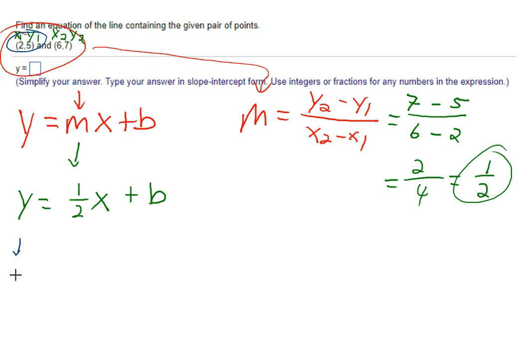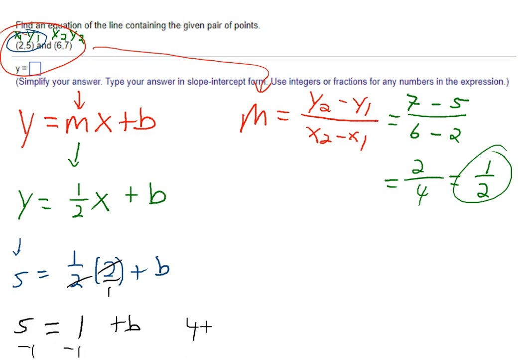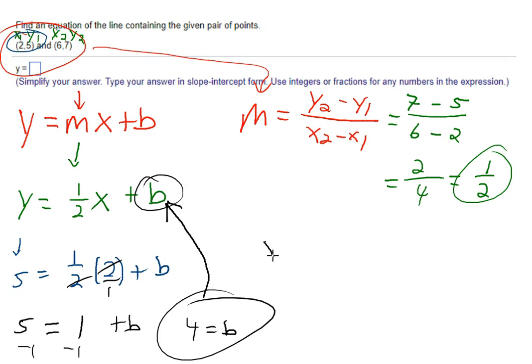I'll plug in 5 for y, and I'll plug in 2 for x, and then I'll simplify. Right? And so here, if you want to think of this as 2 over 1, the 2's cancel out, but it doesn't just disappear. We still have 1 over 1 here, which is equal to 1. So we'll have 1 plus b is equal to 5. Subtract 1 from both sides, and I get that b is equal to 4. Now that I know the y-intercept, I will come back to my formula and plug that in here. And so my final answer is going to be y equals 1/2 x plus 4.